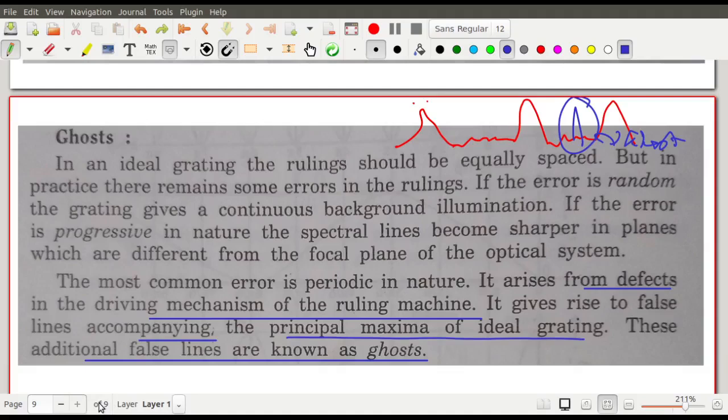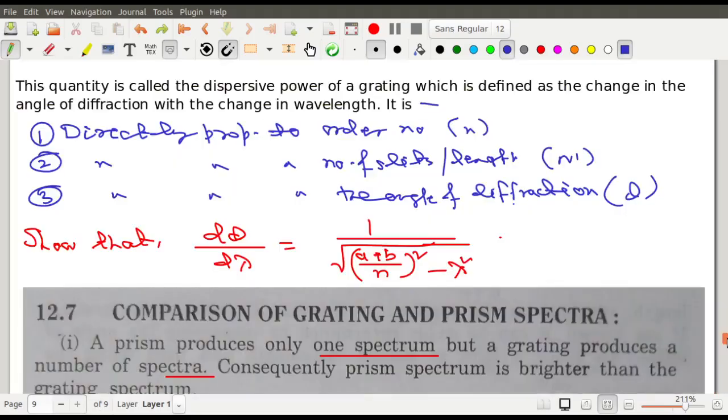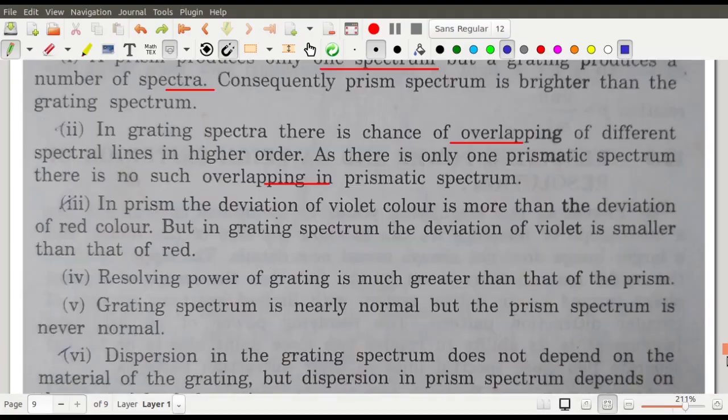So everything has been explained to you. Ghost may come for the exam for one mark, and prism spectra and grating spectra are very important for exams, so that comes ideally a number of times. So the discussion on grating is over.